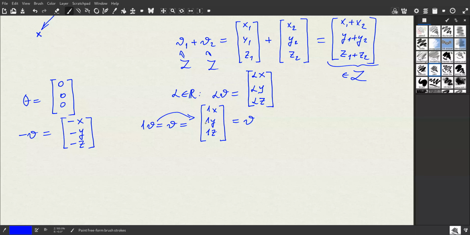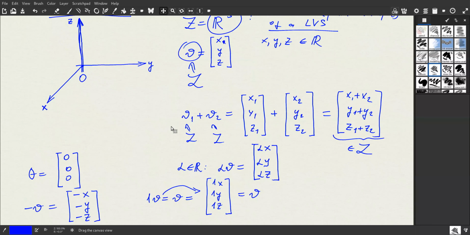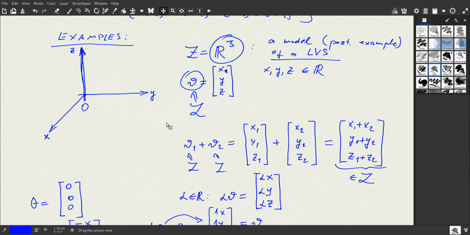Now, once we created this R3 as just an abstract vector space consisting of triples, we can give it a geometric meaning. So indeed, if we consider a three-dimensional Euclidean geometric space, then we can associate vectors with their projections to axes x, y, and z.